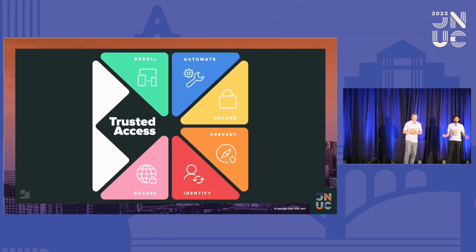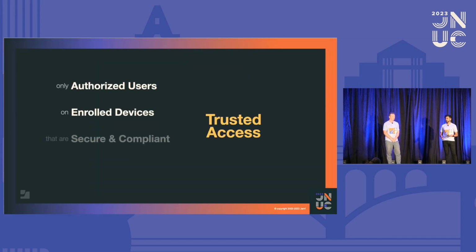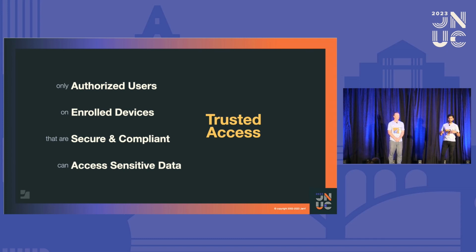So by now, all of you have heard about trusted access. Vulnerability management is a great example of how you can leverage all of these different pieces of the Jamf platform in order to get to a particular trusted access outcome. What that means for us is that only authorized users on enrolled devices that are secure and compliant, meaning that any of these devices are free from any critical vulnerabilities, can access your sensitive data.